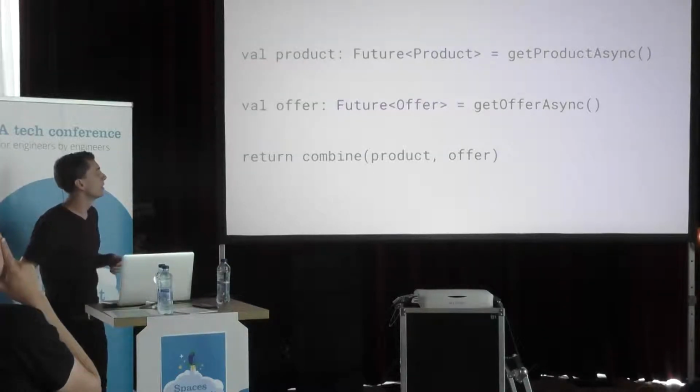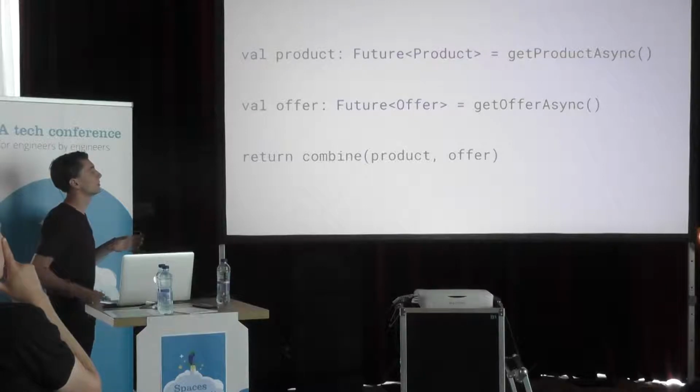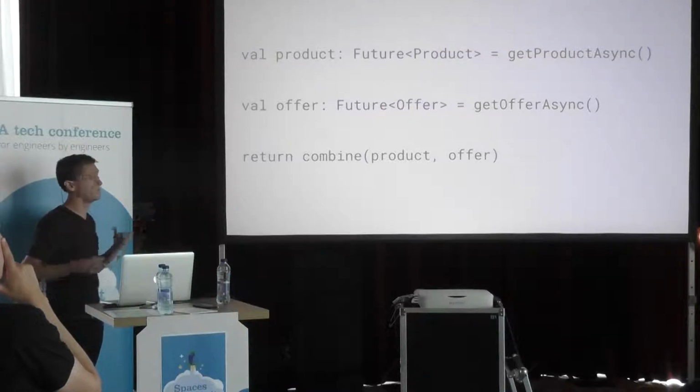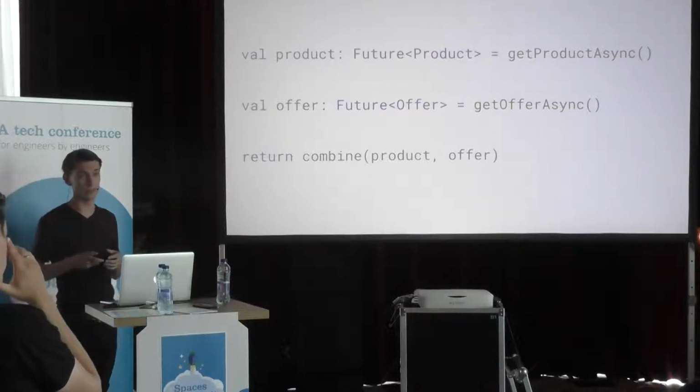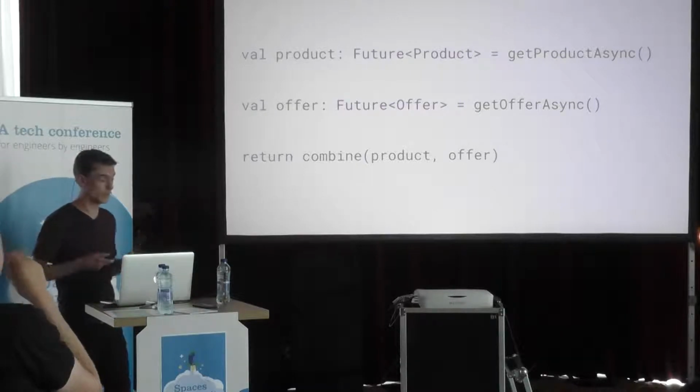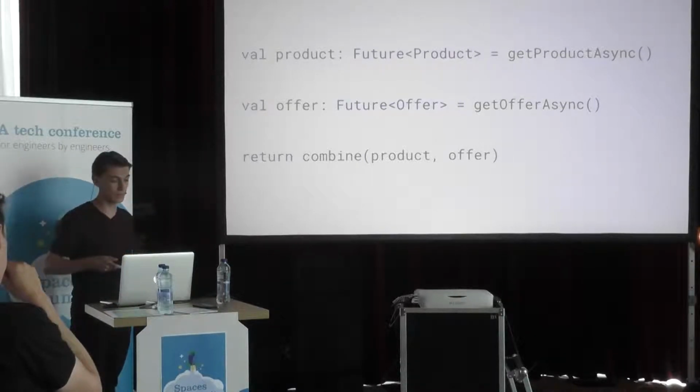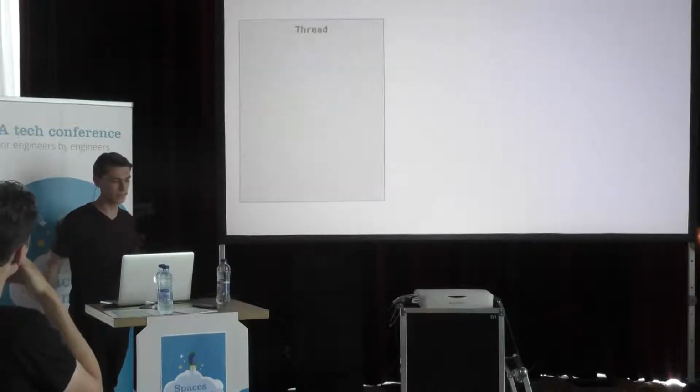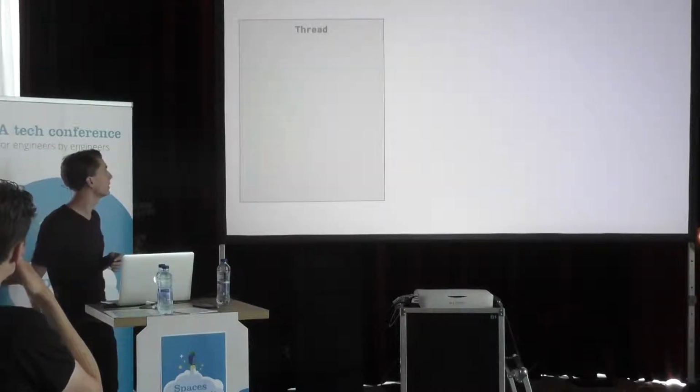So let's do that. So in this code, we get the product and the offer asynchronously, and they return some sort of a future type that's not directly executed. Now let's look at the thread again. What happens when we execute this code?